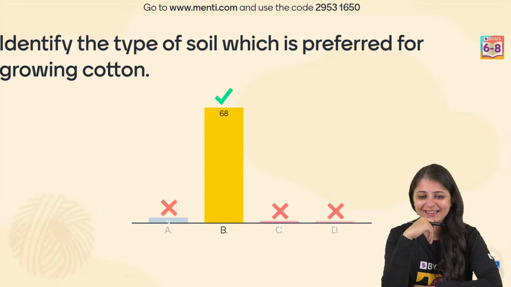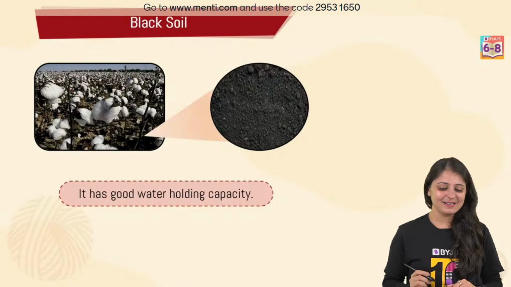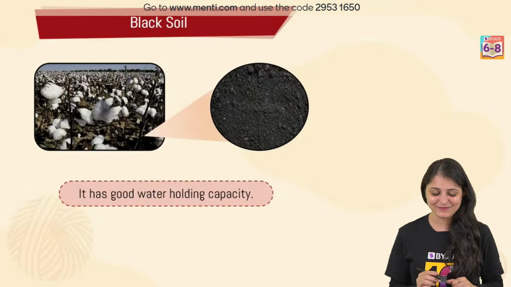Okay, Anita. Great. So yes, it has good water retention, good water holding capacity, and it's preferred for growing cotton. So the correct answer was black soil.